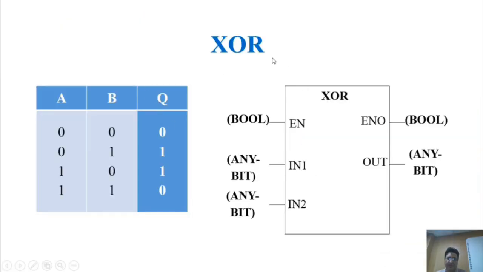Our next function is XOR. If we assign 2 bits to the XOR function, we say that the output will be 1 only when exactly one of the input bits is 1. If both of our input bits are 0 or both are 1, our output will be 0. The output will be 1 only when exactly one of the input bits is 1.